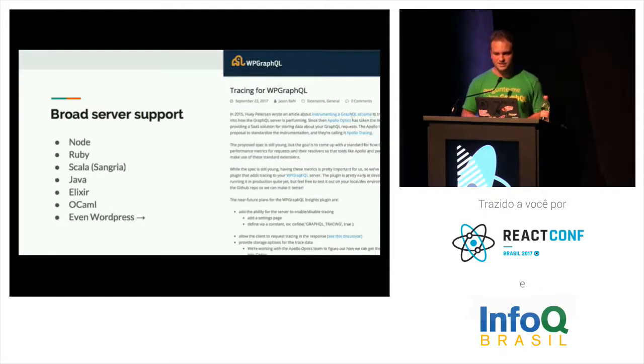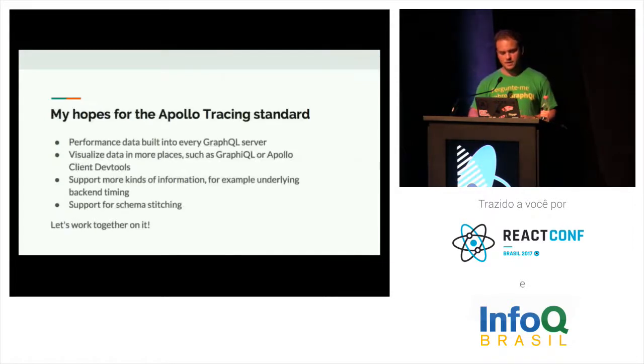The really cool thing about it is it's already been implemented in all of these different GraphQL servers. So if you're using GraphQL with Node, Ruby, Scala, Java, Elixir, even if you're using the WordPress GraphQL integration, you can turn on Apollo tracing today and start getting performance information from your server in a totally open source way. You'll get timestamps of all those resolvers and all those fields. And I have really high hopes for the standard.